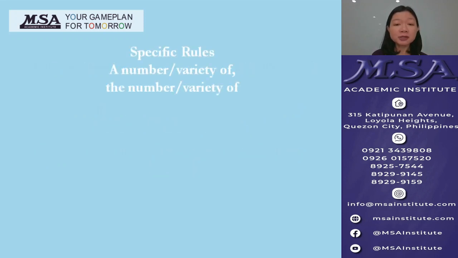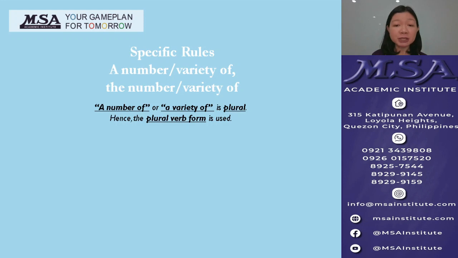It is also possible that the subject comes as the expression a number of or a variety of, or the number of or the variety of. The expression a number of or a variety of is plural, since this expression means some. Hence, the plural verb form is used.